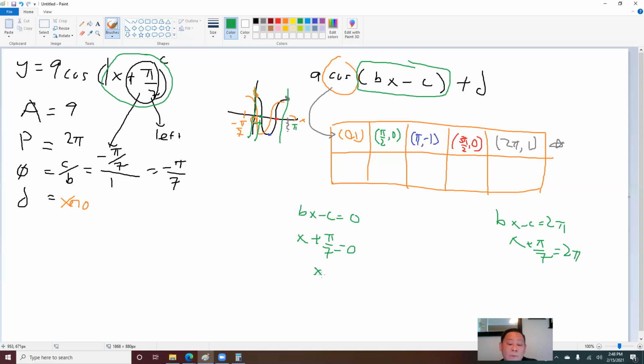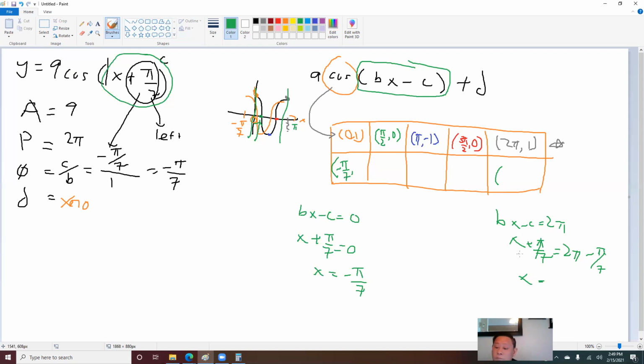So what is x in this case when you solve for it? Negative pi over 7. So that means it will start at negative pi over 7. And where does it end? So again, subtract pi over 7 here. So what is 2 pi take away pi over 7?